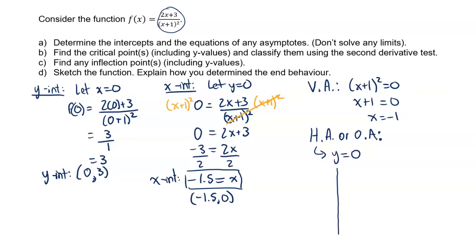So at this point, here's what we've established. We'll draw a quick sketch and then we'll draw a full graph at the end. We've established that the y-intercept is at 0, 3. And we've established that the x-intercept is at negative 1.5. We have a vertical asymptote at x equals negative 1. And we have a horizontal asymptote at y equals 0. We're going to use all that with the first and second derivatives to be able to graph this.